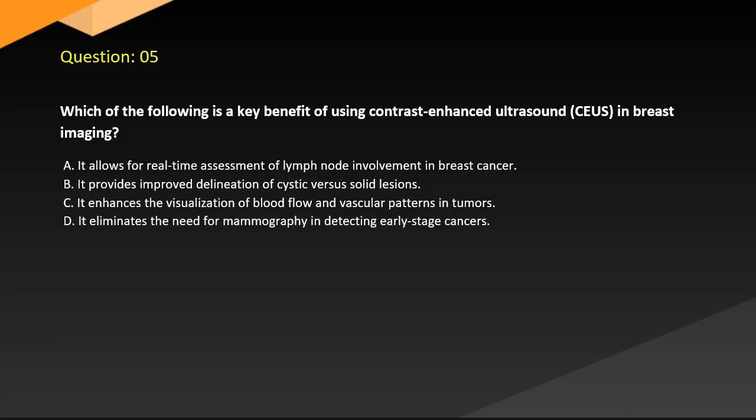Question 5. Which of the following is a key benefit of using contrast-enhanced ultrasound (CEUS) in breast imaging? A. It allows for real-time assessment of lymph node involvement in breast cancer. B. It provides improved delineation of cystic versus solid lesions. C. It enhances the visualization of blood flow and vascular patterns in tumors. D. It eliminates the need for mammography in detecting early-stage cancers.